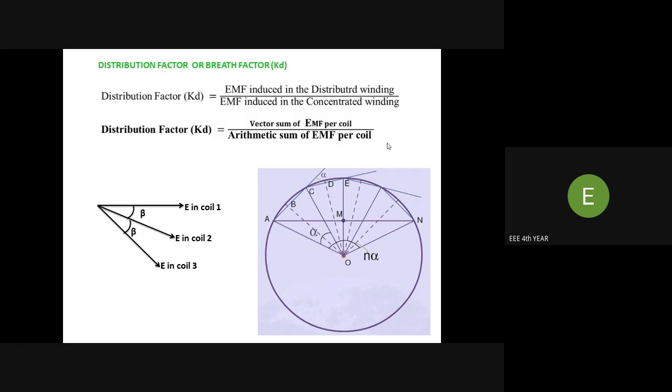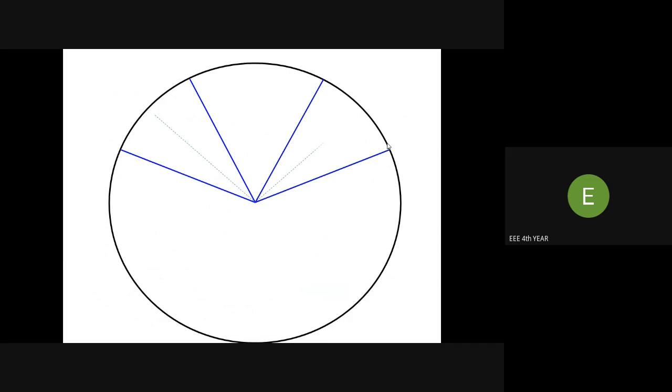The next is the distribution factor or breadth factor. The distribution factor Kd equals the EMF induced in the distributed winding to the EMF induced in the concentrated winding, or the vector sum of induced EMF per coil to the arithmetic sum of induced EMF per coil. Considering the induced EMF produced in coil 1, coil 2, coil 3, we can note down the beta value, the slot angle. From that phasor diagram, we can conclude the distribution factor formula.